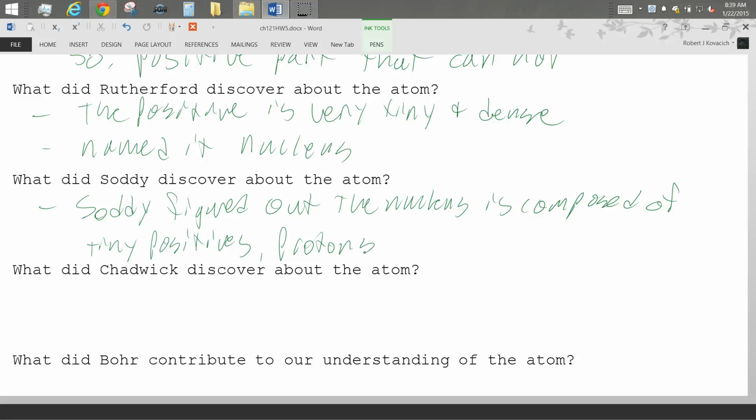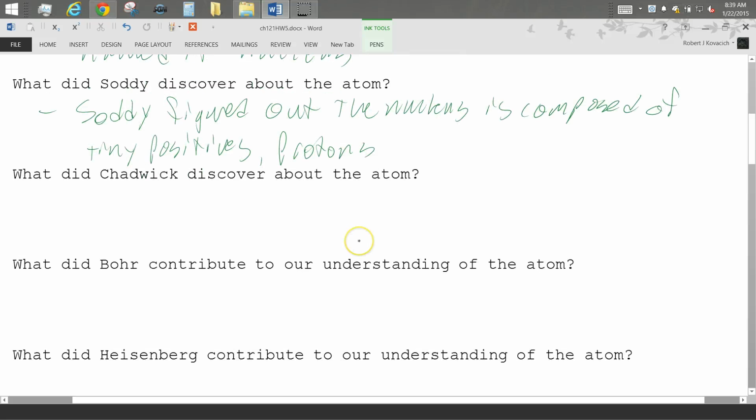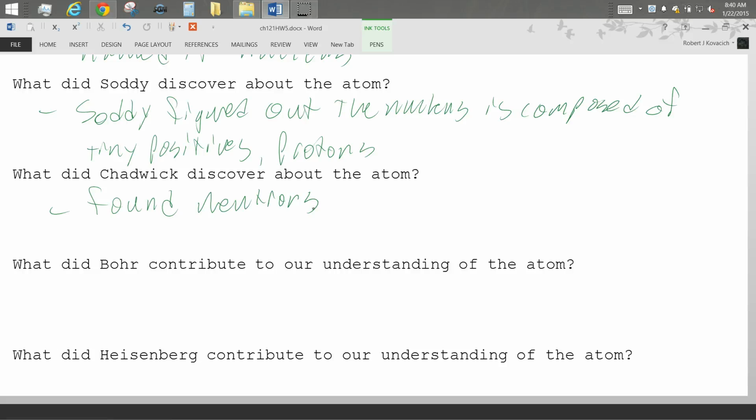How about Chadwick? Was he the guy with the electron? No. Found the neutrons. Bohr's contribution? The orbiting electron here.